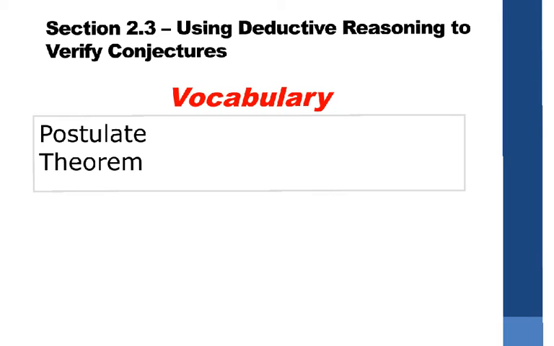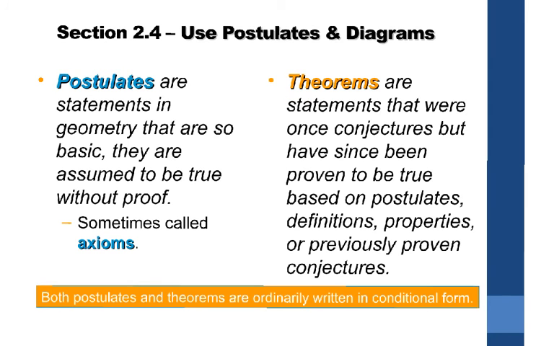Okay, so here are 2 of our vocabulary words that we're going to be doing today, postulates and theorems, and I'm about to show you the definitions of those. Okay, here is what a postulate is. Postulates are statements in geometry that are so basic that they are assumed to be true without proof. And these postulates are sometimes called axioms in our book, so those 2 words are kind of interchangeable.